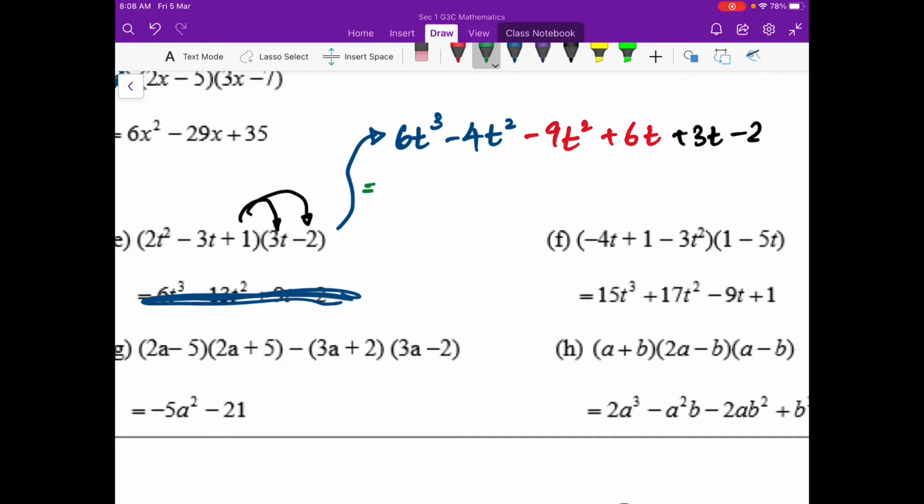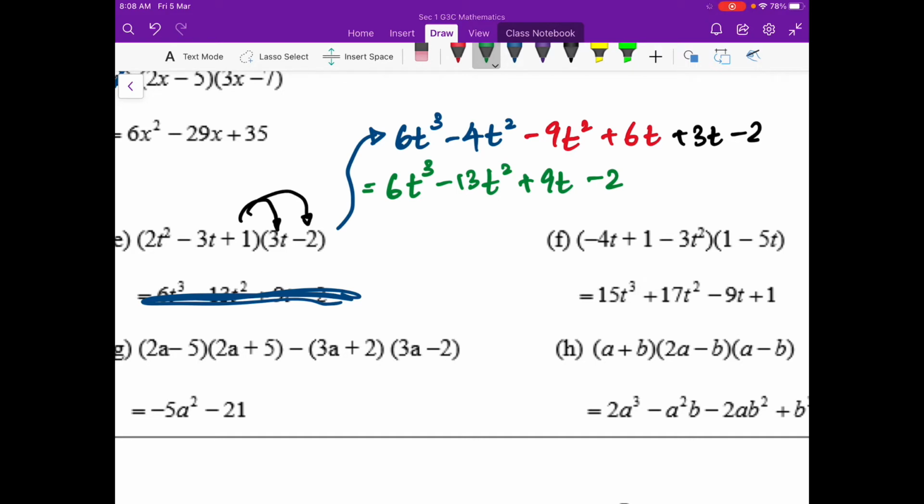Compare the like terms. Okay, t cubed, only have one of it. So 6t cubed. T squared, I have 2 of them. So minus 13t squared. T terms plus 9t. And finally, minus 2.